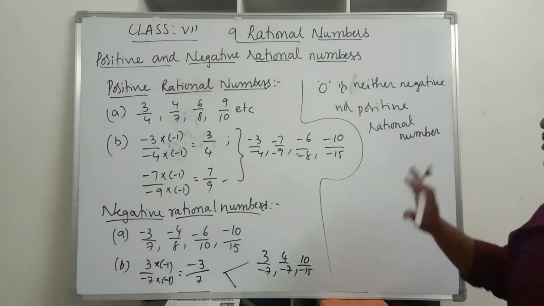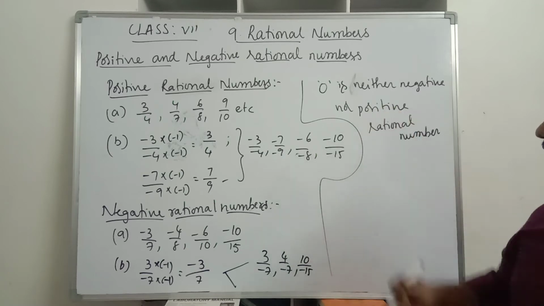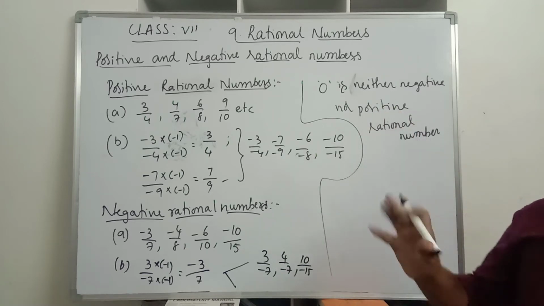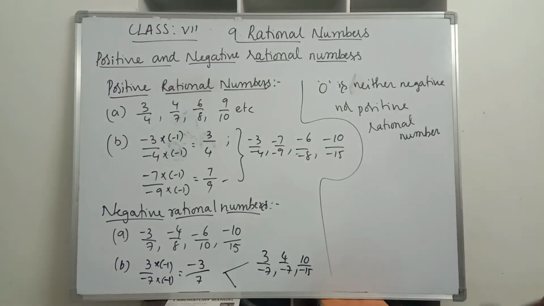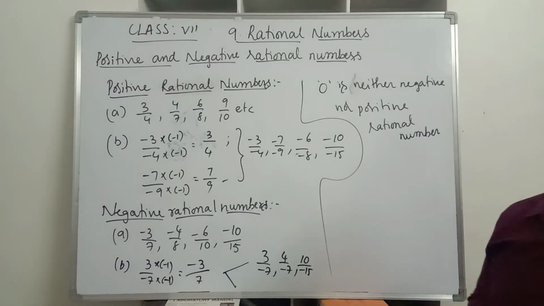I think you understand what positive rational numbers are, how they look, and what negative rational numbers are, how they look. Now we are going to discuss the standard form of rational numbers, one of the important topics.